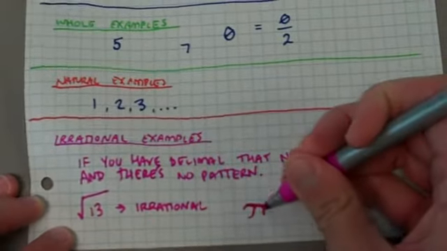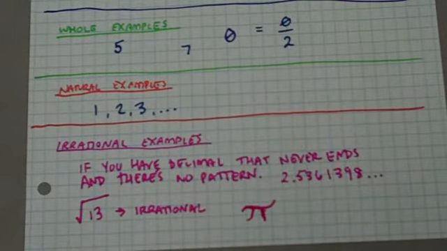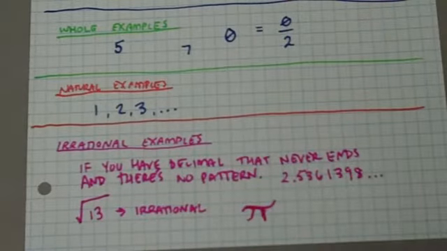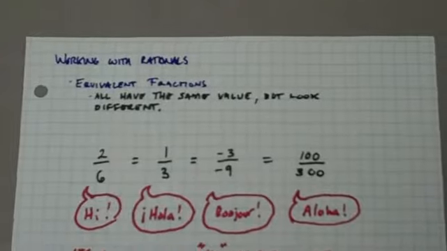And of course we all know our favorite irrational number, pi. Okay, don't forget about that little guy, pi. He is the most famous irrational number. 3.1415, etc., etc., etc. It goes on forever. There's no repeating pattern. It's irrational. All right, so let's work with rationals, excuse me.